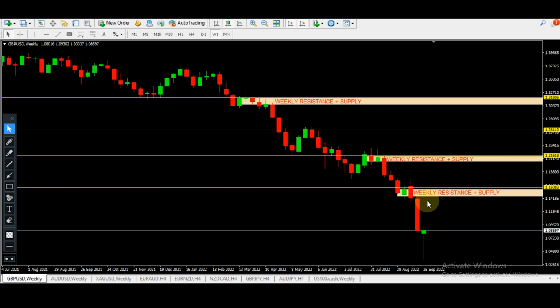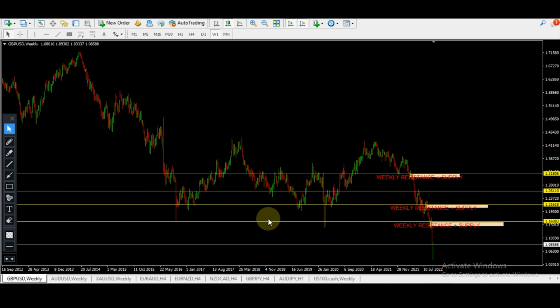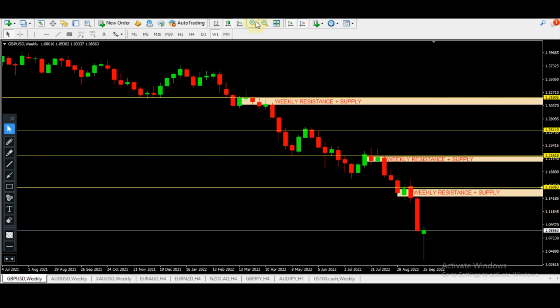So on the weekly, we can see we're actually approaching the weekly resistance plus supply area. If we were to zoom out, we can see that the market has broken this level right here. There's a touch over here, a touch over here, which was actually a fake out, and also a touch over here. So this was a previous support which has been broken, and the market has continued going down. So this previous support has been turned into resistance.